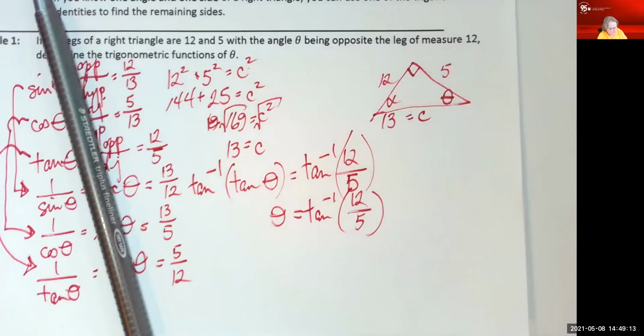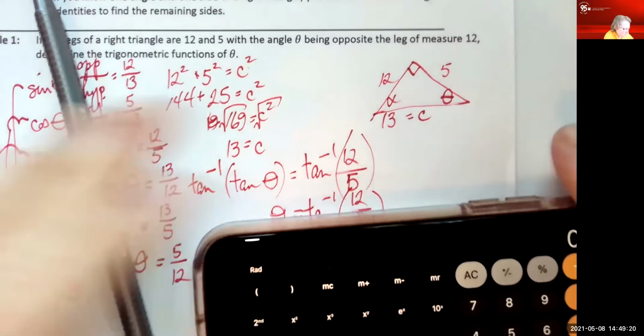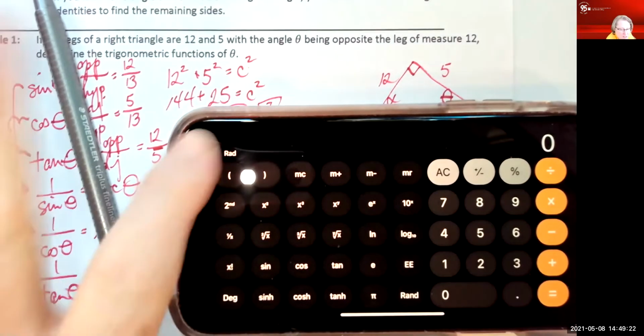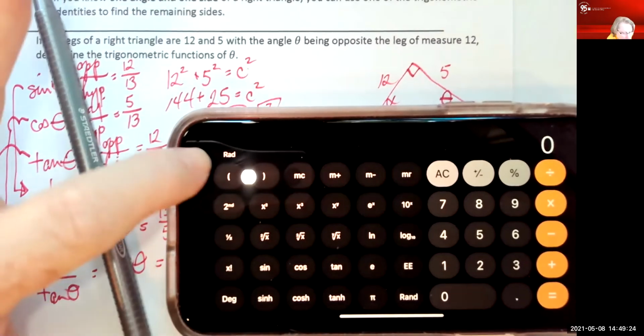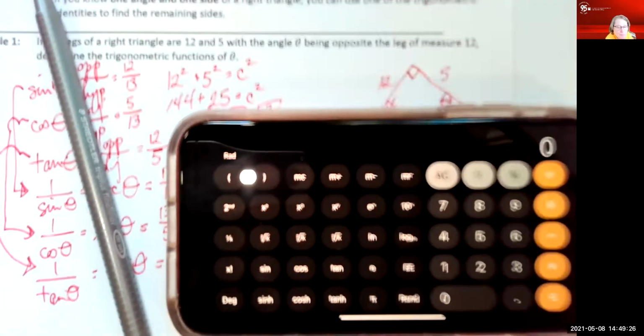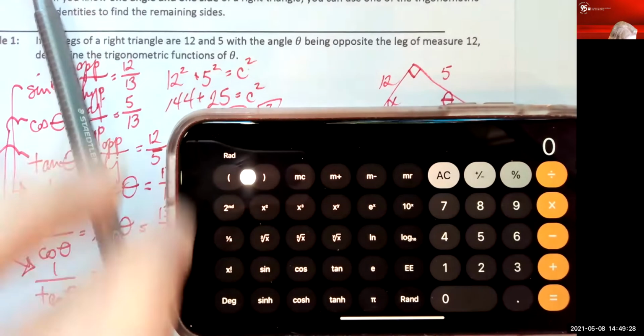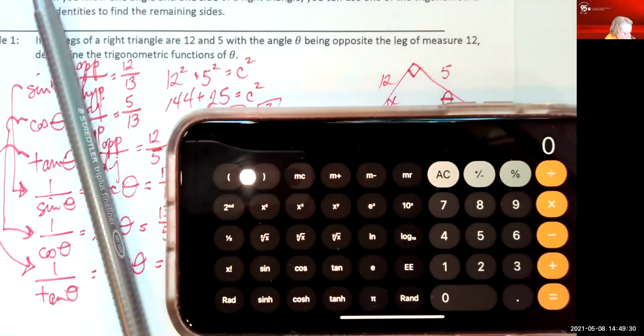And let's see what we get. Let's put this in degree mode. Do you see the little radian here? I don't want that. Here we go. No radian means that it's in degree mode.